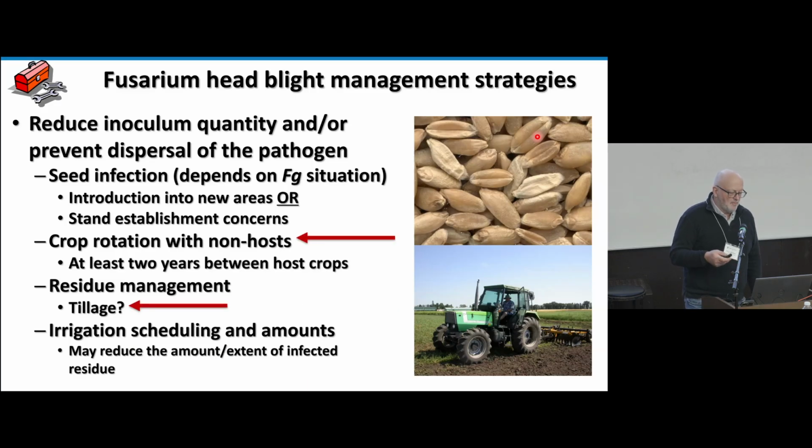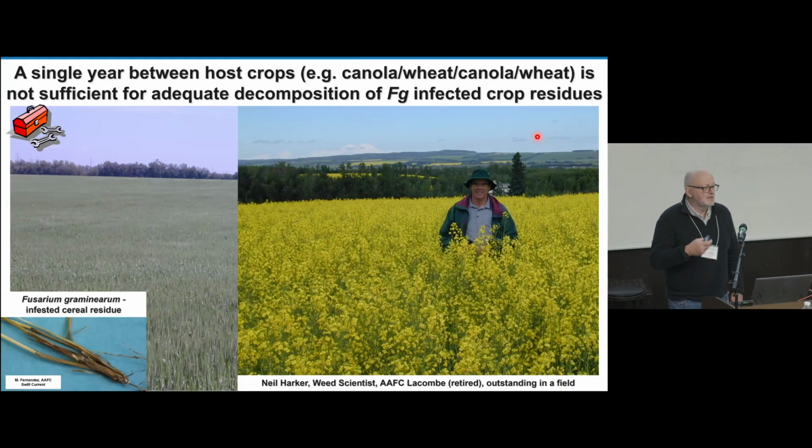So we're going to talk about crop rotation and we're going to talk about tillage. If we look at crop rotation, the typical rotation that we see most commonly across the prairie region, from a pathologist perspective, and I want to emphasize that, is not adequate enough. You're not deriving as much out of that rotation in terms of disease management as you could if you extended that rotational interval to allow for decomposition of that infected crop residue.